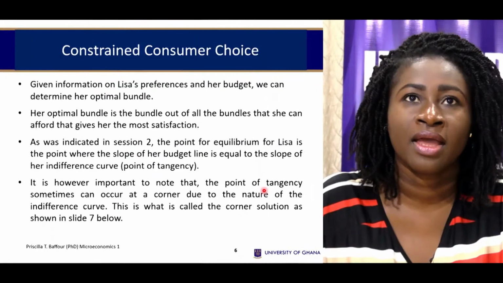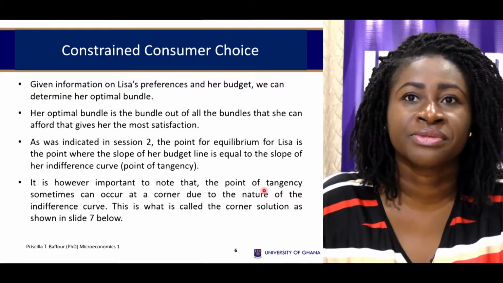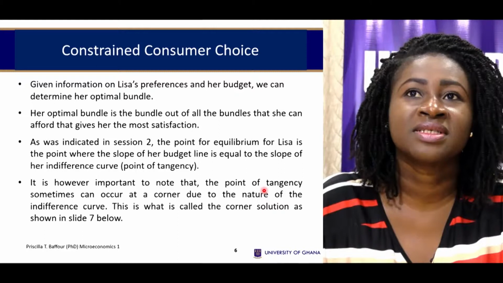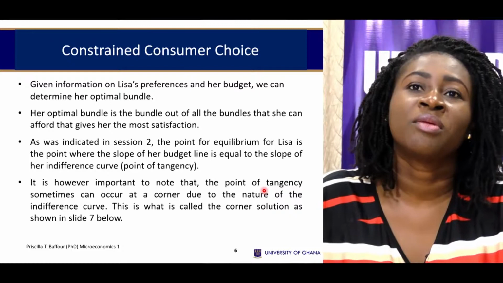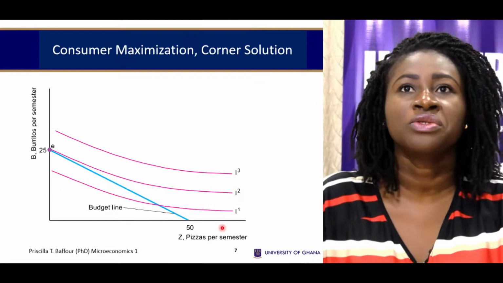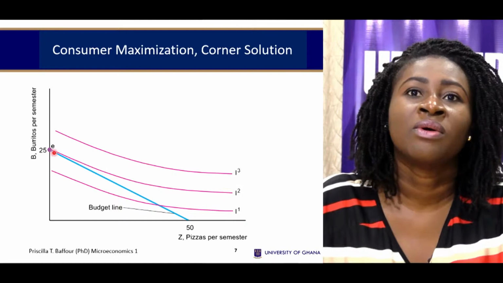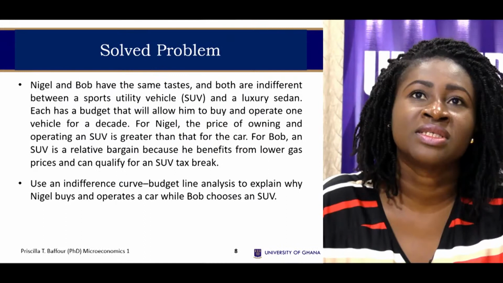So in terms of the consumer reaching equilibrium, we know that the consumer does not have unlimited resources. So we have a situation where Lisa has preferences, and based on her budget, we can determine her optimal bundles. As we indicated in section 2, the point of equilibrium would be the point where the budget line is tangent to the indifference curve, which is where the slopes of the two curves are the same. In our corner solution example, I indicated this individual would prefer to pick point E, where she is consuming only one commodity instead of the other, based on the types of commodities available to her.